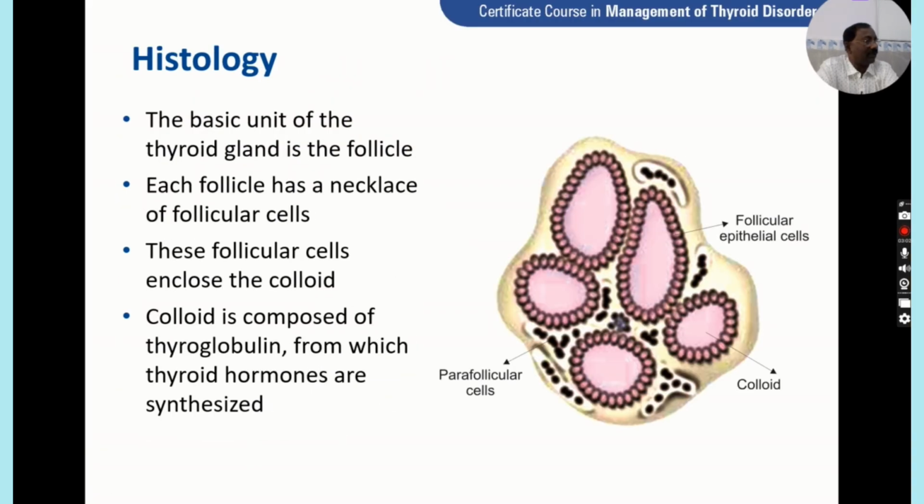The basic unit of the thyroid gland is the follicle. It's almost like a necklace shape. So each follicle has a necklace of follicular cells. These follicular cells enclose the colloid. So the internal part is the colloid, surrounded by the follicular cells. This colloid is composed of thyroglobulin, from which the thyroid hormones are synthesized. So obviously we need T3 and T4. These two are the thyroid hormones, and they come from the colloid. So the colloid contains the thyroglobulin, and the colloid is surrounded by the follicular cells.